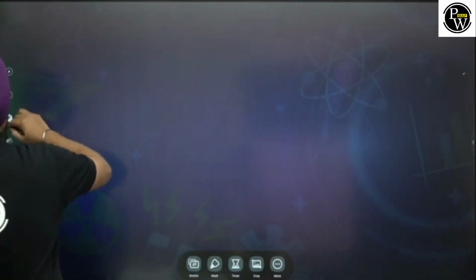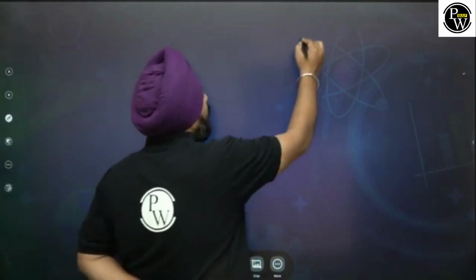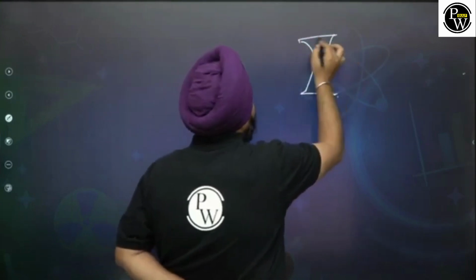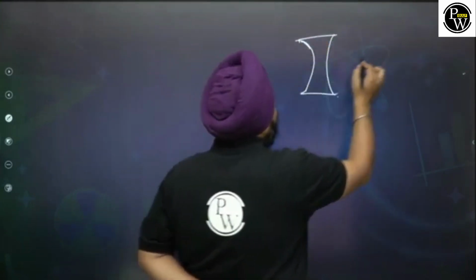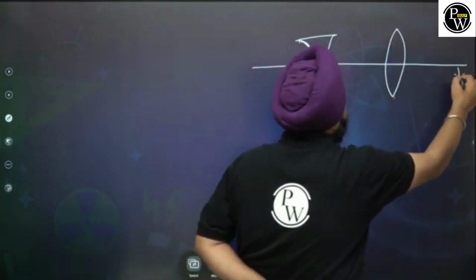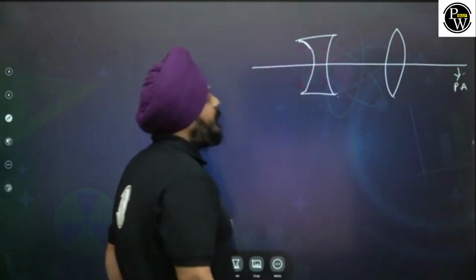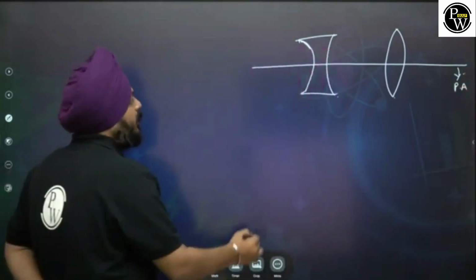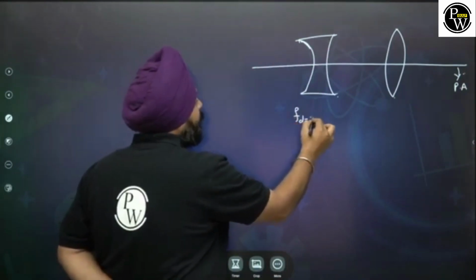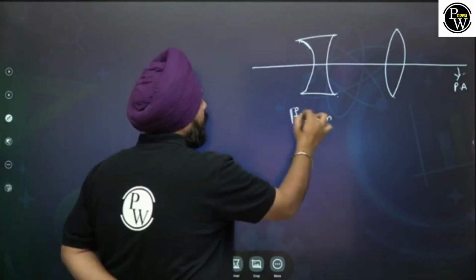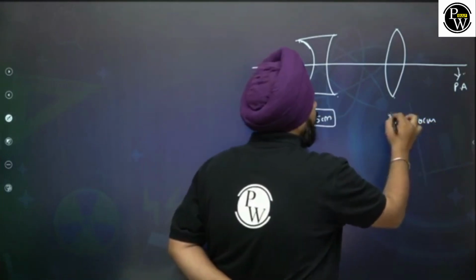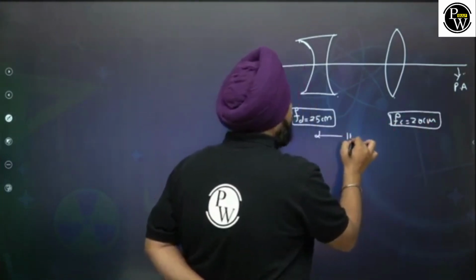So depending on the data, let's draw the ray diagram first. This is a converging lens. Sorry, this is the converging lens and the concave lens is the diverging lens. This is the principal axis, PA stands for principal axis. Now, the focal length of the diverging lens is given as 25 centimeter. The focal length of the converging lens is given as 20 centimeter. Now the distance between them is kept at 15 centimeter.